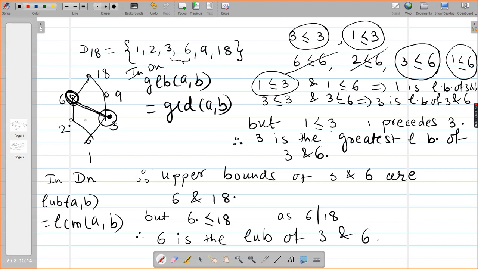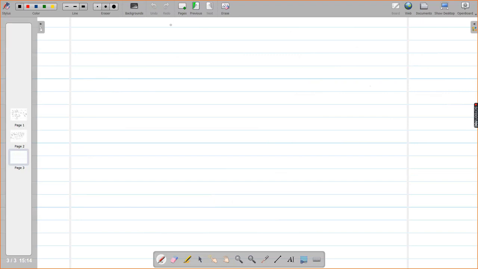So I hope you have understood the concept of GLB and LUB. We will go to the next very important definition now. So GLB and LUB, they are unique. The greatest lower bound and the least upper bound, when we say, they are unique. Now, if I consider such a type of Hasse diagram, then it is not necessary that GLB and LUB exist.